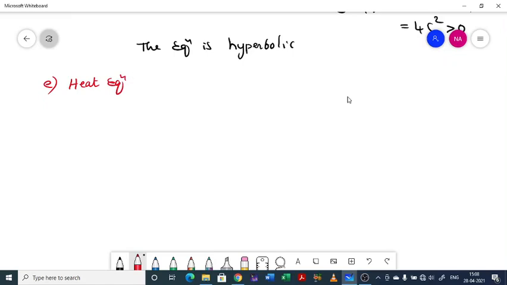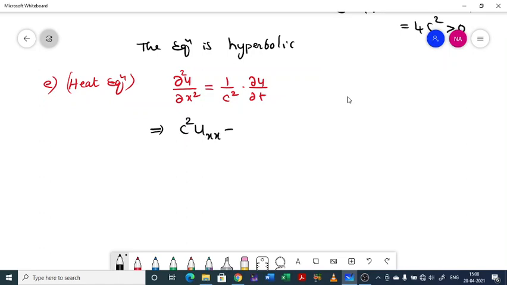Okay, that is the name of that equation. And the equation is ∂²u/∂x² = (1/c²) ∂u/∂t. That is the first order derivative. Now if you rewrite this equation, it takes the form c² u_xx − u_t = 0. So a is c², and both b and c are 0. So delta is b² − 4ac, which is 0 minus 4 into a into 0. Again that will be 0.